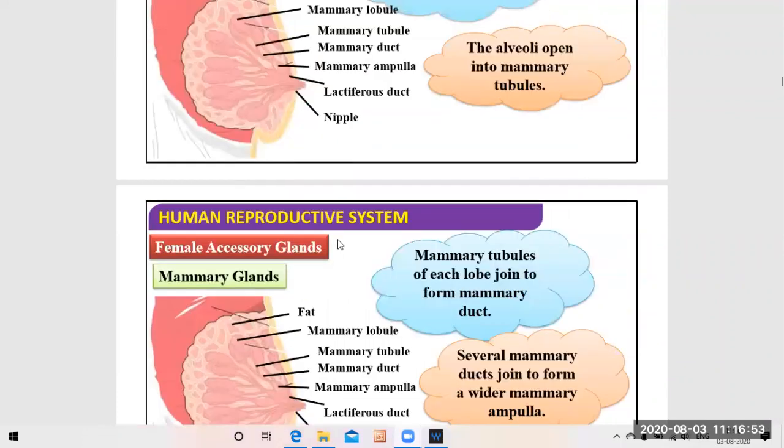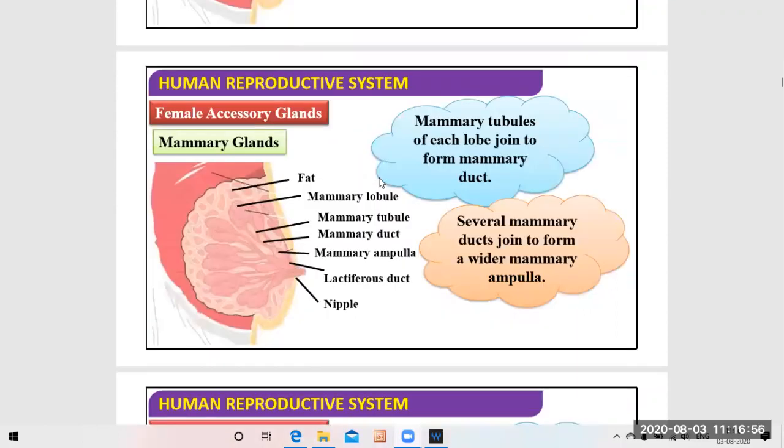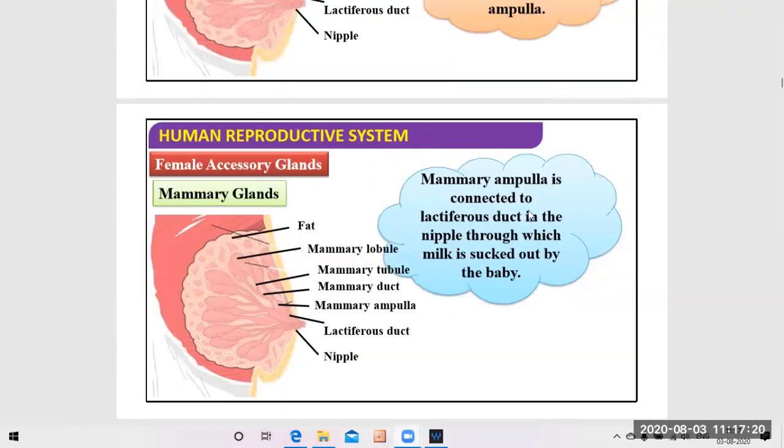The mammary tubules of each lobe join to form the mammary duct. Each and every lobe's mammary tubules join to form the mammary duct. The jointed portion is called the duct. The mammary ampulla is connected to the lactiferous duct into the nipple, through which milk is sucked out by the baby. When the baby sucks milk from the nipple, it contracts and the milk comes out.